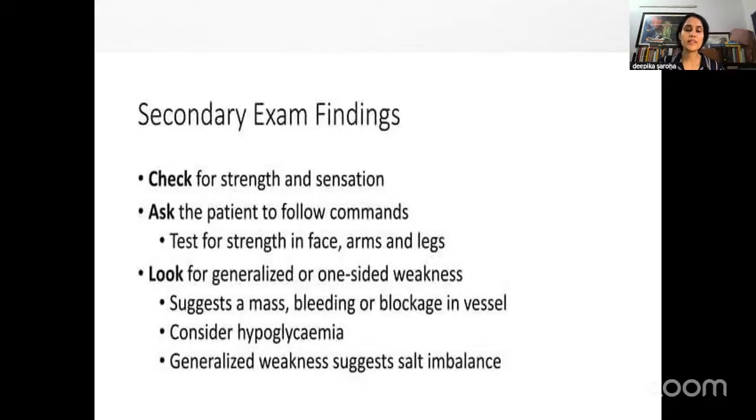Look for generalized or one-sided weakness, which suggests bleeding or blockage in the vessels, or any mass that has recently bled. Consider hypoglycemia, because hypoglycemia and hyperglycemia are metabolic etiologies which can present with monoparesis, paraparesis, hemiparesis, shaking of one half of the body, just one limb, myoclonus, generalized seizures, focal seizures, any presentation. So always check RBS using a glucometer, which is always available in the emergency, and consider these metabolic etiologies also. Generalized weakness suggests some salt imbalance in terms of calcium, magnesium, sodium, potassium.